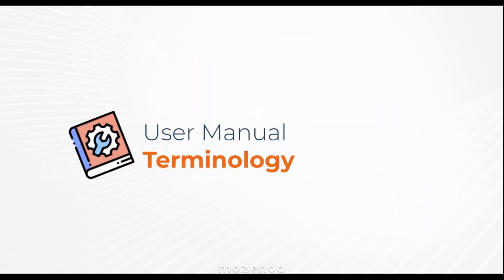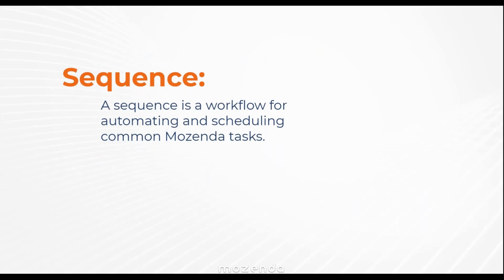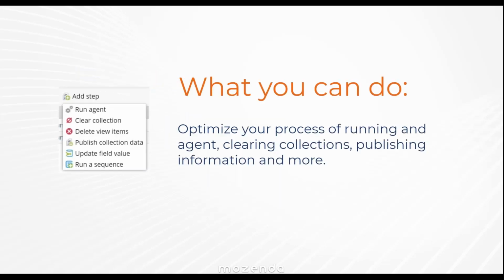So first things first, let's go over the terminology. We have our sequence. A sequence is a workflow for automating tasks inside Mozenda. Some of those tasks would be running an agent, clearing a collection, publishing collection, deleting view items, update a value field, and running a sequence. Those are just a list there. We'll go more in depth of what each one of these can do. If this is your first time even viewing sequences, this may be new thoughts to you overall, but we're going to go through each one of these and how you can use them.